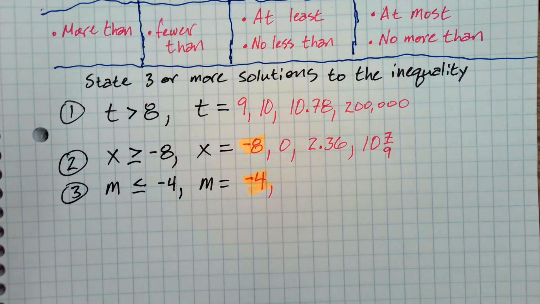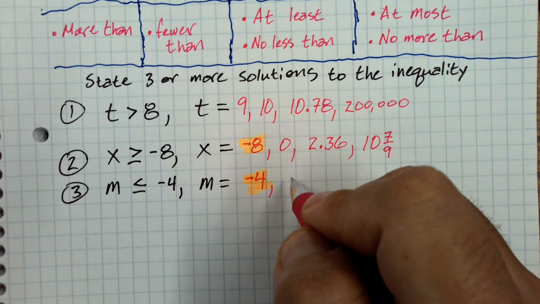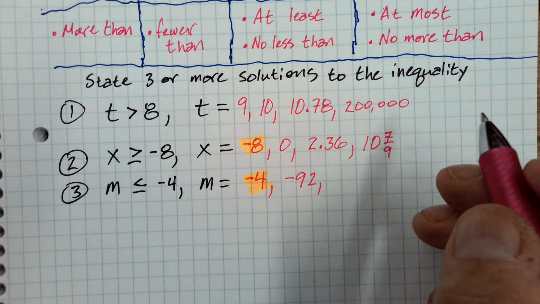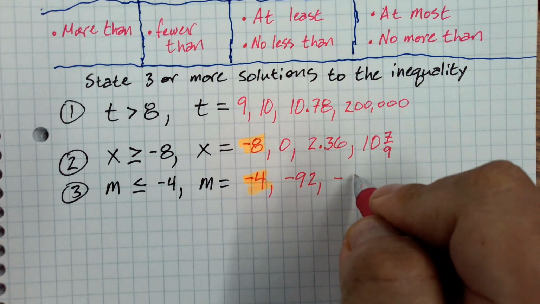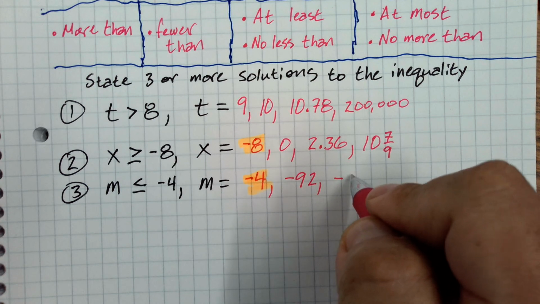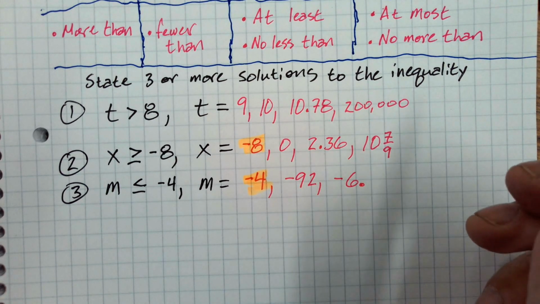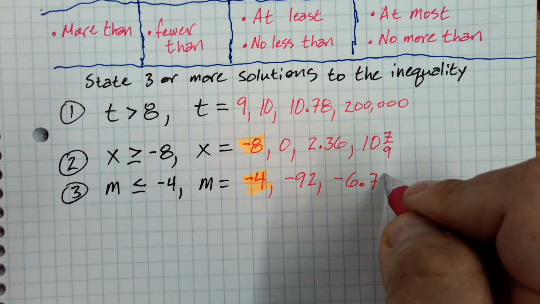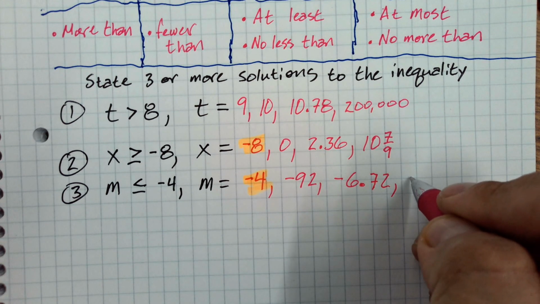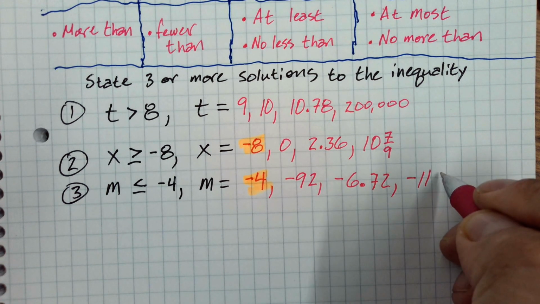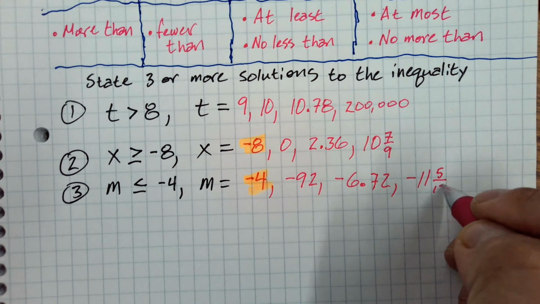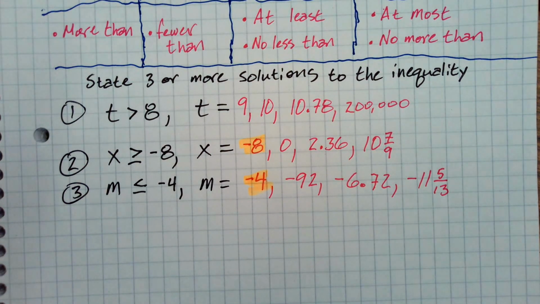What would work? Think of the number line, how it's looking for negatives. Negative 92, yeah. Let's do a decimal. Negative 6.72. Okay, and let's do negative 11 and 5 over 13. How's that? All of these would work.